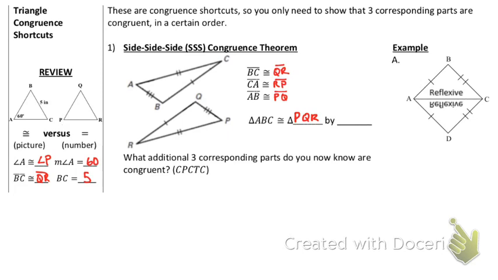Okay? And the reason we can say these guys are congruent is because we're using side, side, side, which says we only need 3 sides to be congruent. It's a shortcut. We don't even need to talk about the angles. So now we can say it's by side, side, side.